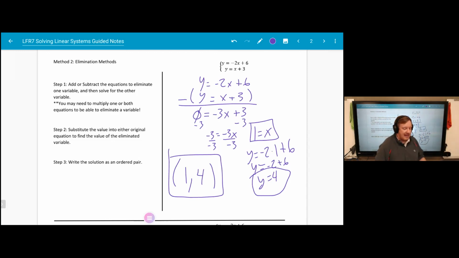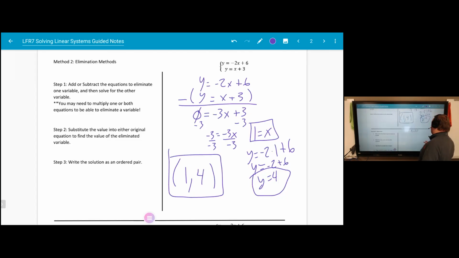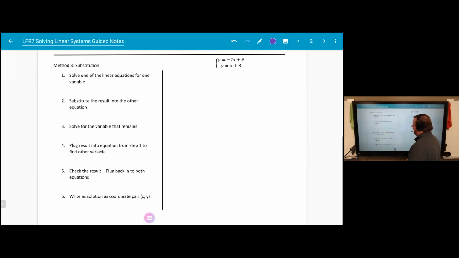Let's take a look at the last method. It is called substitute. It's at the bottom of the page, isn't it? Look, it's the same example. Y equals negative 2x plus 6 and y equals x plus 3.